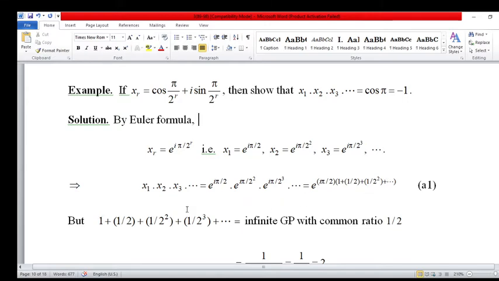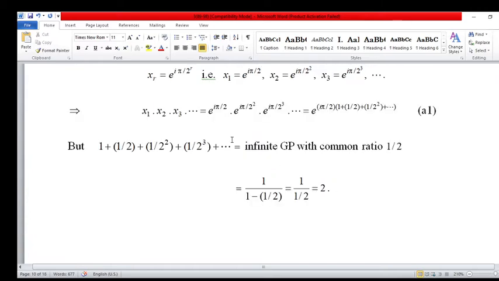This is the expansion: 1 plus 1 upon 2 plus 1 upon 2 square plus 1 upon 2 raised to the power 3, and so on up to infinity. This is an infinite geometric progression with a common ratio. Common ratio means the next term divided by the previous term. In this way we obtain the ratio, and the ratio is 1 upon 2.